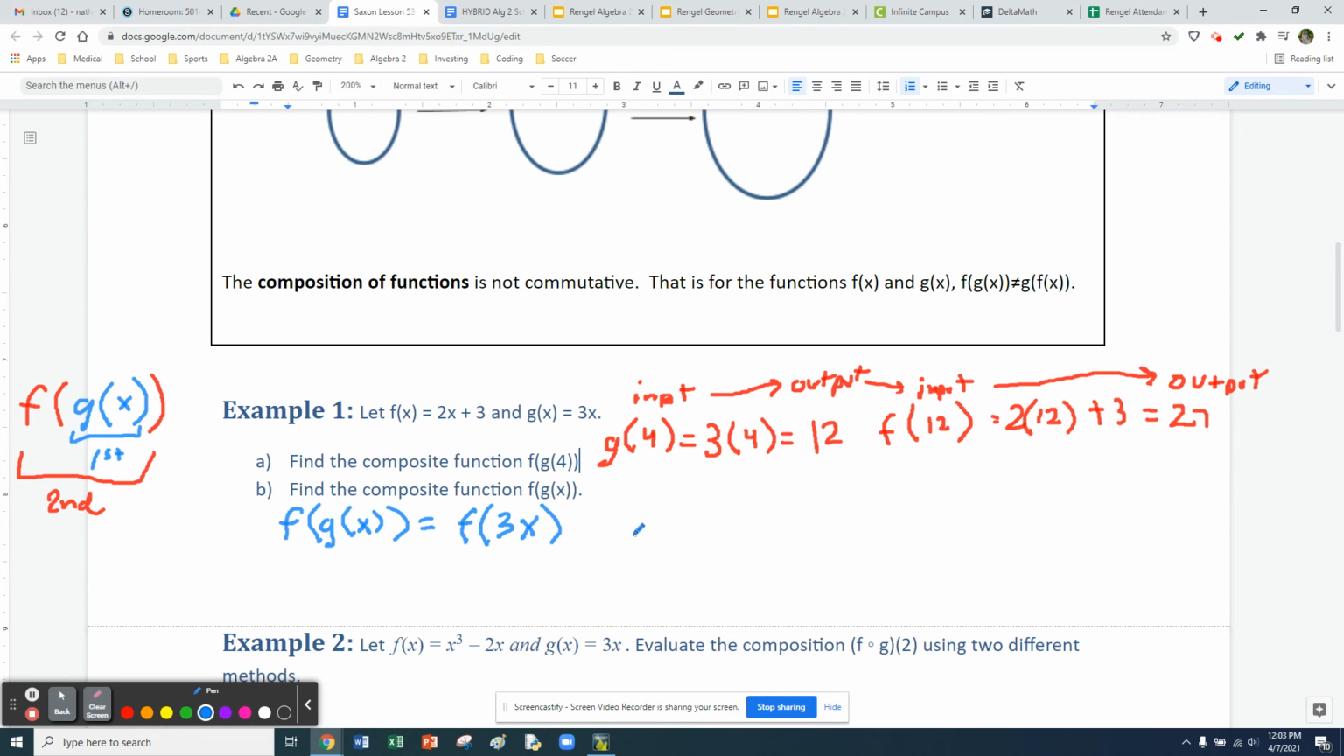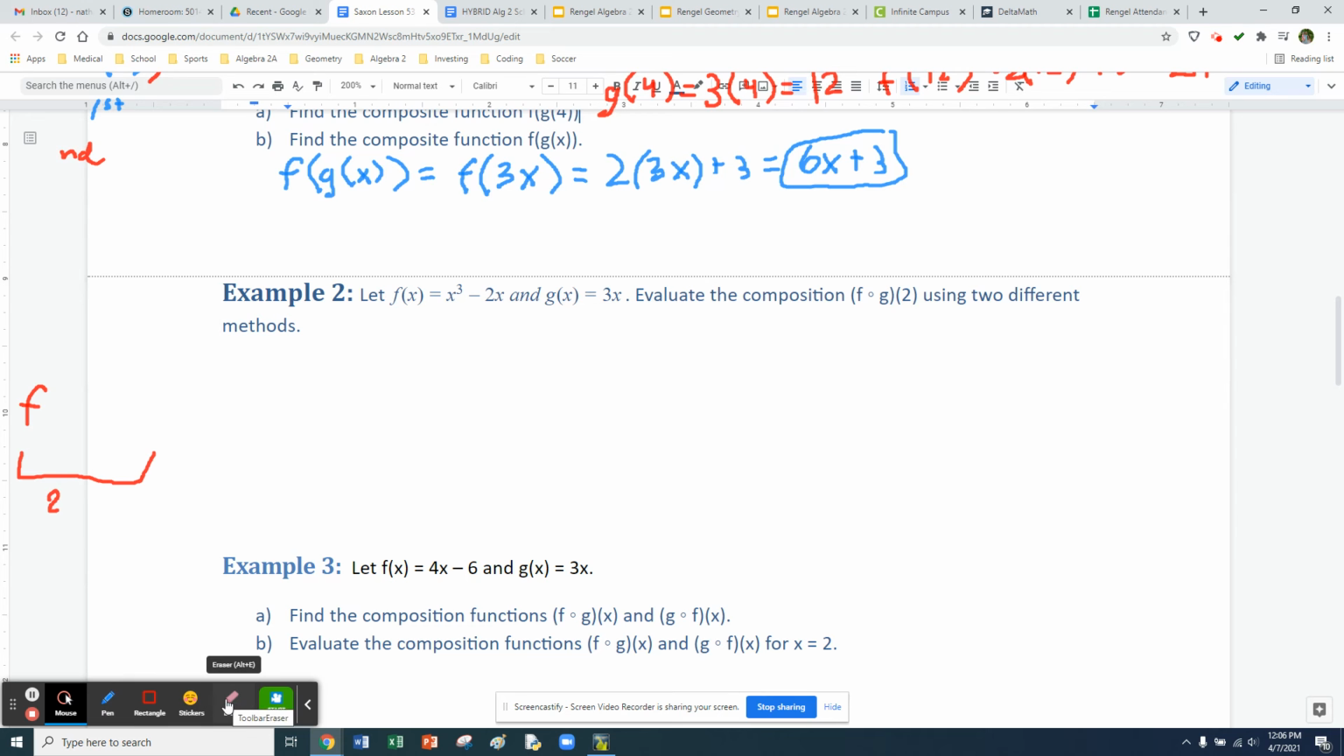So g of x is equal to 3x. That's the function rule up here. So now I'm going to take that value, 3x, and I'm going to put that into the f function. So that would look like this: 2 times 3x plus 3. And we would simplify anything we could, which gives us 6x plus 3. So there would be my composition of functions. So you can input anything you want into a function, including other functions. So we took the g of x function rule and we input that into the f function rule, and we got a result of 6x plus 3.